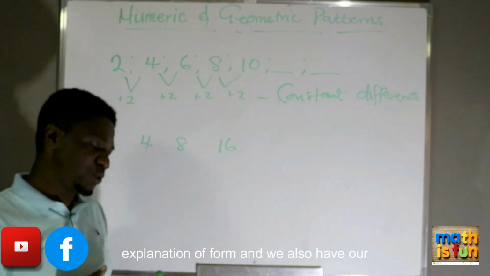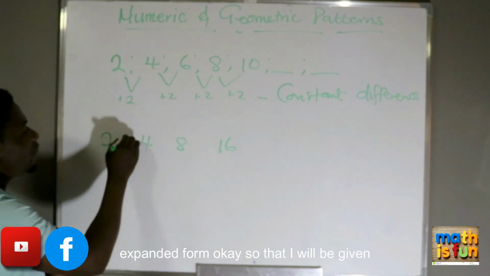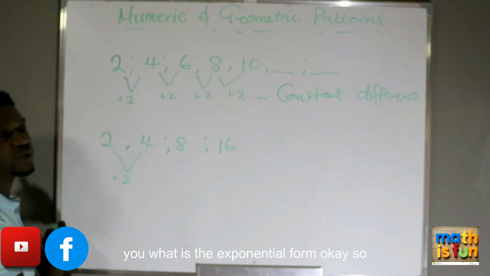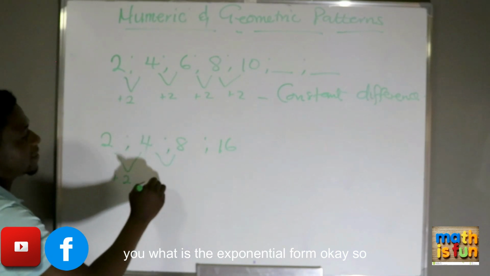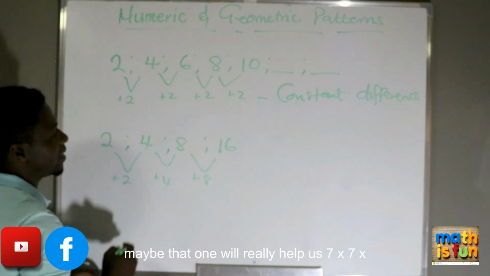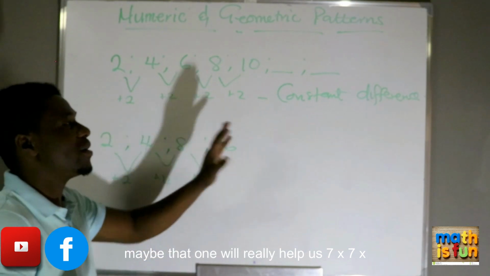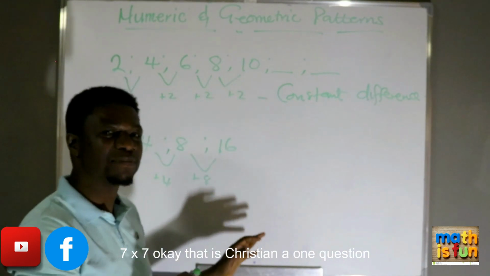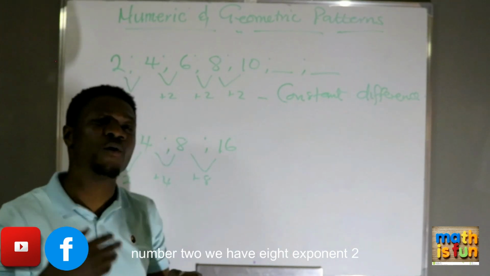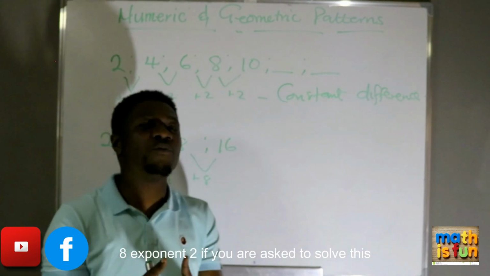Here, if we find the difference of the consecutive terms, 2 and 4 will give us plus 2. Then 4 and 8 gives us plus 4. 8 and 16 gives us plus 8. This tells us that it is not following that particular order. We are not getting a constant difference at this moment. Therefore, we cannot say that we are adding a particular number or subtracting a particular number to get the next term. But there is a way out.